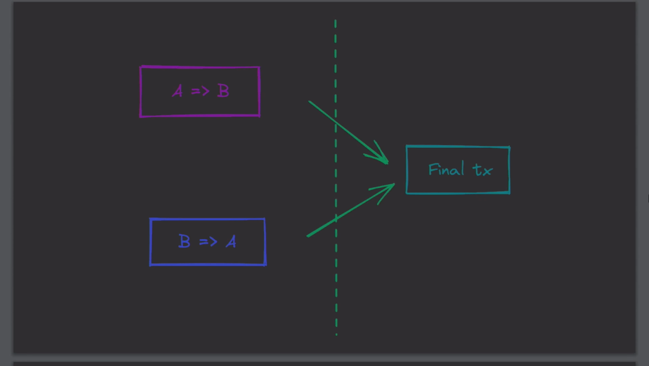So in the very simplest case, we have two intents, and we can mask their users, whoever is authoring them. So let's say Alice and Bob. Alice wants to trade A for B, Bob wants to trade B for A. And those two intents can be combined into a final transaction by a solver. And the solver needs to see A for B and B for A, but the solver doesn't need to see Alice or Bob, right?